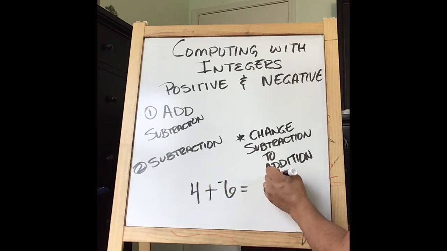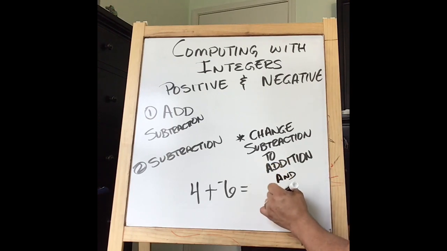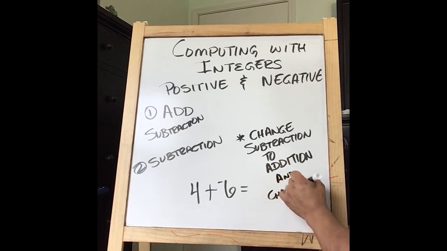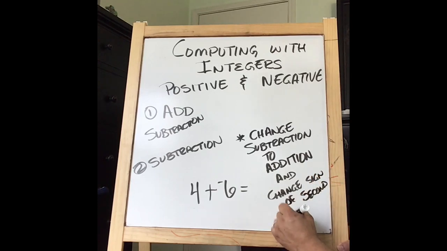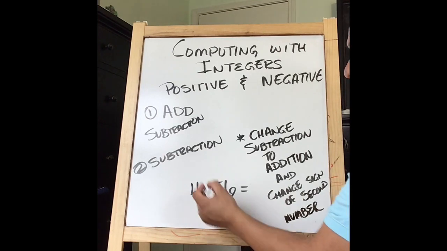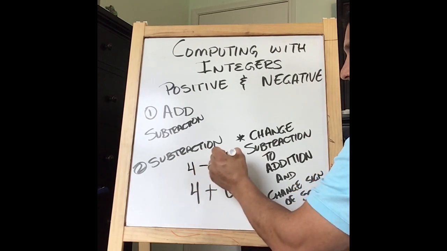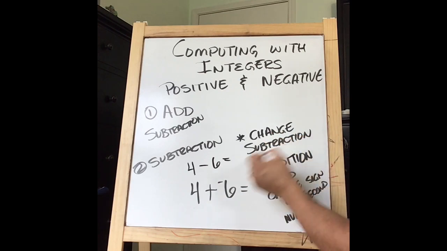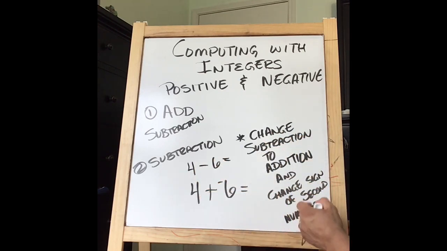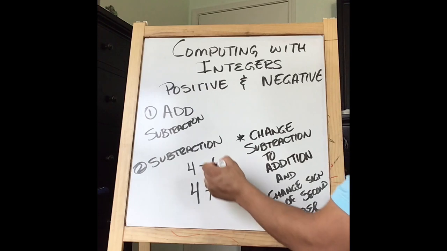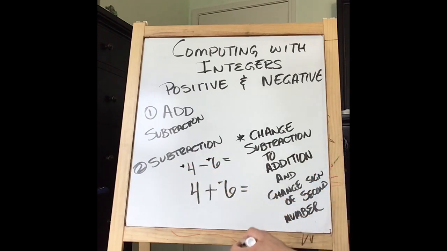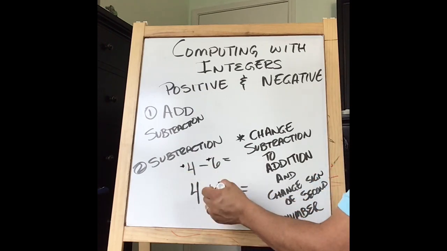So that means change the subtraction to addition and change the sign of the second number. So this was original 4 minus 6. So what did I do? I changed my subtraction to an addition and I changed the sign of the second number. That was a positive and this was a positive. So I changed my signs.